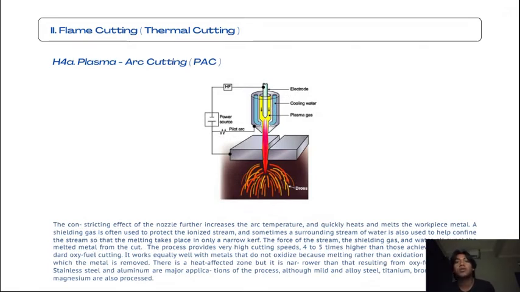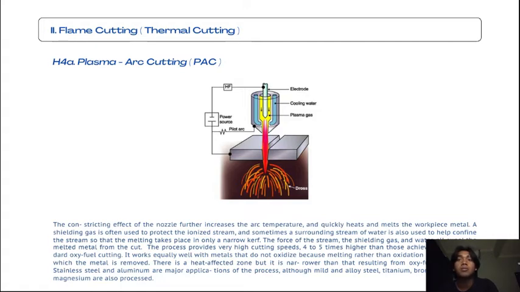Okay, now we're going to the subtopic of arc cutting, which is plasma arc cutting. It uses the extremely high temperature of the plasma arc, 11,000 to 28,000 Celsius, to melt the workpiece metal. So severing is a result of melting rather than oxidation, and a direct current arc between a tungsten electrode and torch body creates the required high temperature and a partially ionized stream of nitrogen, hydrogen, argon, air, or a mixture thereof.